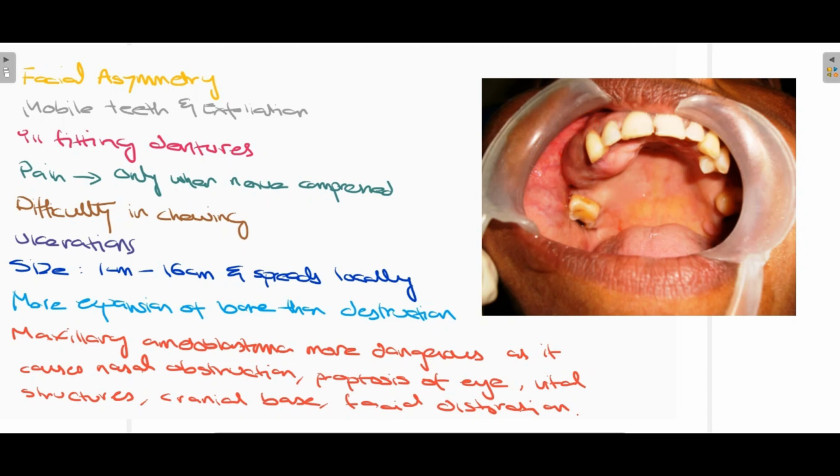The bone involved in ameloblastoma shows mostly expansion of the bone as compared to destruction of the bone. Now, if we talk about the difference between ameloblastoma of the mandible and maxilla, the maxillary ameloblastoma is more dangerous, and the reason for it being more dangerous is that it causes nasal obstruction and proptosis of the eye. There are also vital structures which may be damaged when maxillary ameloblastoma occurs, most commonly the maxillary sinus. It may also involve the cranial base, and obviously there is facial distortion.